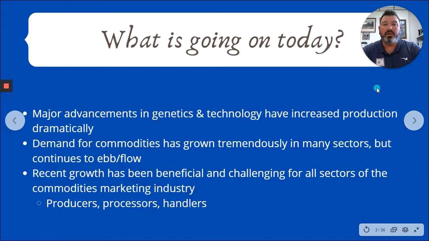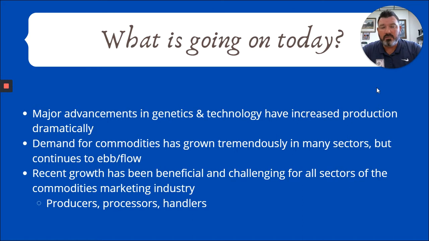So let's talk real briefly about what's going on today. Of course, we've got major advancements in genetics and technology. It's increased production dramatically. On average, if we just talk about corn acres over the last few years, we're talking about 90 million acres of corn, give or take a few million acres, of course. But even if you just go back across the last 10 years of production, the massive leaps that we've had in genetics, technology, and management has driven average corn yields higher and higher and higher. So that creates a rather large challenge from a merchandising perspective to be able to support price.